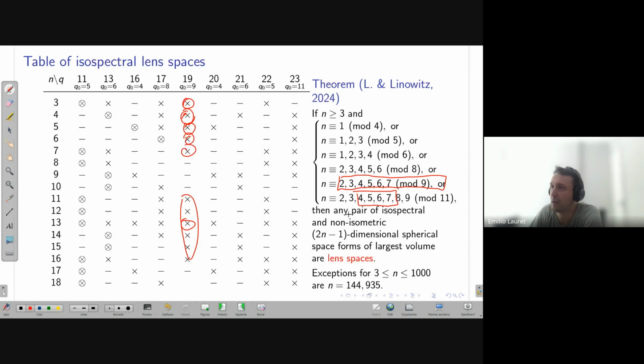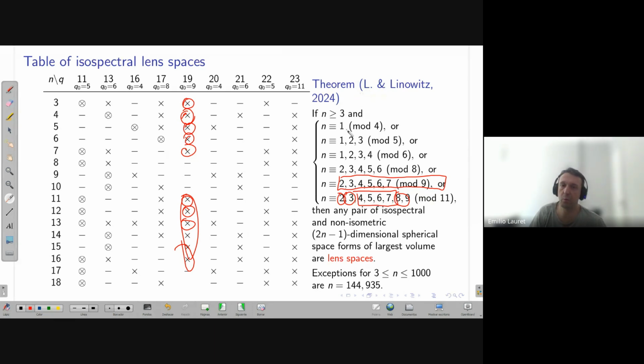Now here is 3, 4, 5, 6, 7, you have all these, but you also have here 2, and here 3, and the 8 and 9, I guess it appears here, and these 2. So you always have isospectrality in these dimensions, for this number of parameters. Remember, the dimension is 2n minus 1. You always have isospectrality of lens spaces.